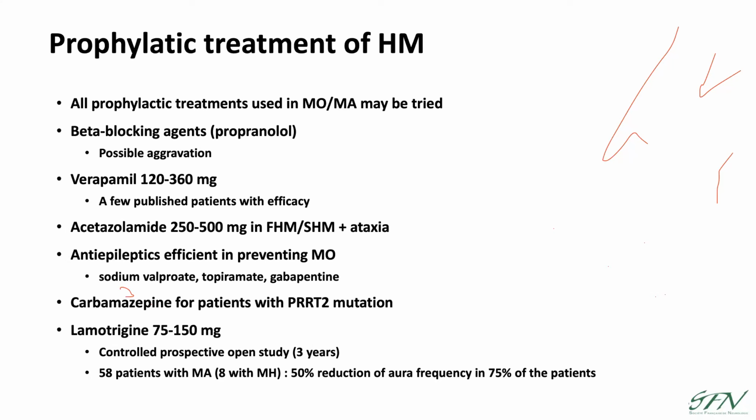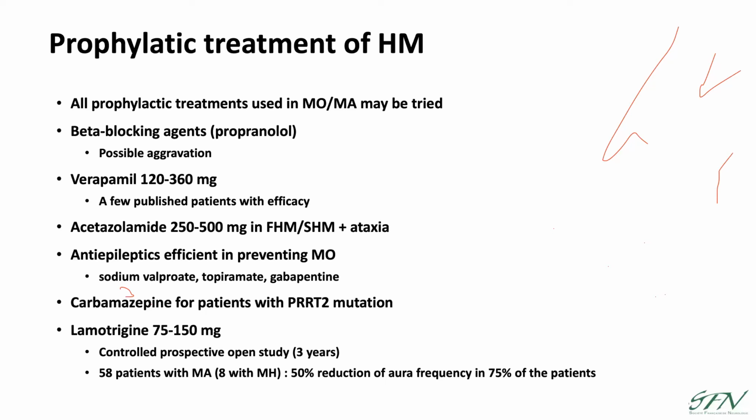And then the more effective treatments are anti-epileptics, also efficient in the prevention of migraine without aura. For example, sodium valproate, that can be given to men, but not to women of childbearing age because it's a teratogenic agent. Topiramate or gabapentin can also be tried. Then in the patients with PRRT2 mutation, carbamazepine may be a good choice.